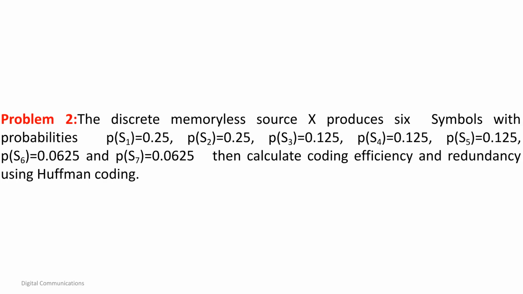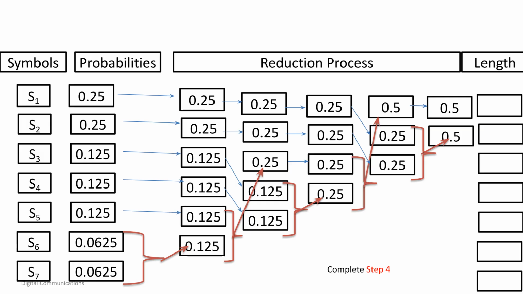Problem 2 asks to calculate the coding efficiency and redundancy for a discrete memoryless source with 7 symbols and given probabilities using Huffman coding. The table illustrates the initial symbols and probabilities for problem 2, along with several steps of the reduction process to demonstrate Huffman coding. We see the resulting code lengths for some symbols. The final step is to assign the binary digits and complete the process.